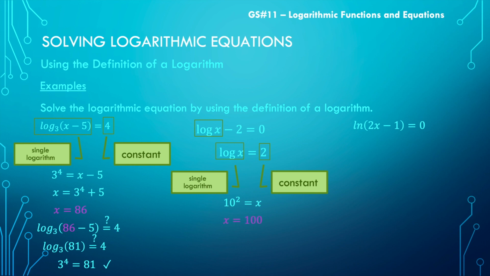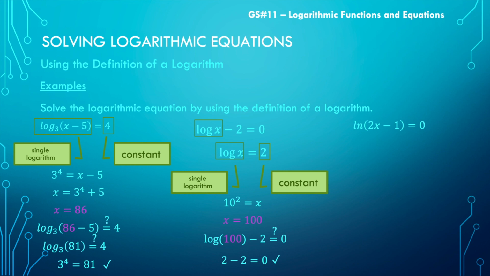All right, so let's go ahead and sub it in, make sure that we're all good. Is log of 100 minus 2 equal to 0? Well, 10 squared is 100, so that's 2 minus 2, and that is equal to 0, so we are good.